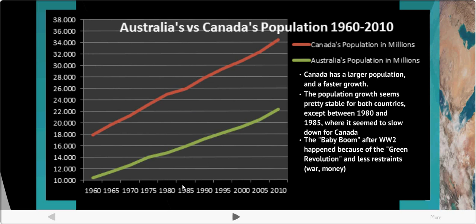There were also population spikes for Canada in 1970 to 1975, 1985 to 1989, and 2006 to 2009. But those are very small increases, so you can't really see them in this graph. And there are also increases in Australia in 1967 to 1969, 1970 to 1971, 1973 to 1974, and 2004 to 2008.